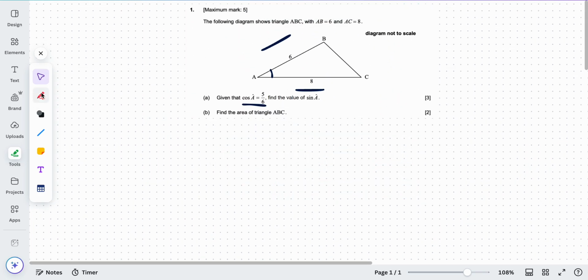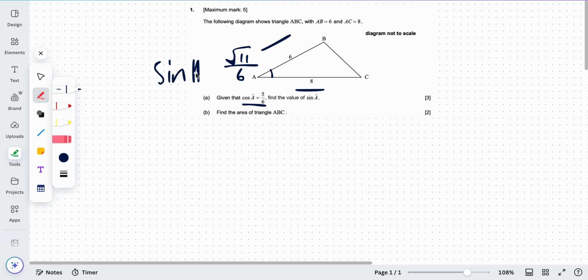So we see the question, area. Now you know that cos of this angle is 5 over 6, and we found that sine A was root 11 over 6, positive. And we know that there's another thing in your formula booklet for the area, which is half AB sine C. That's how it's written.